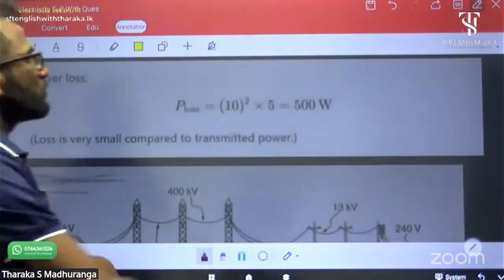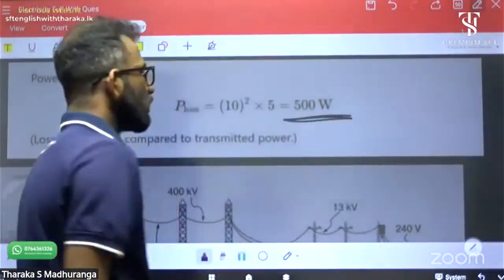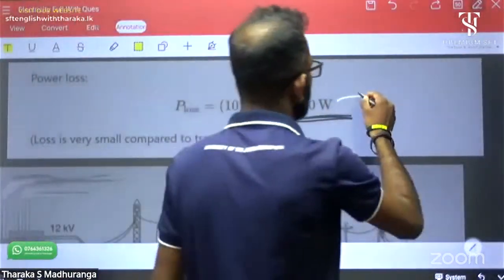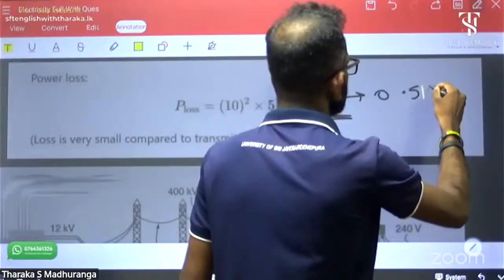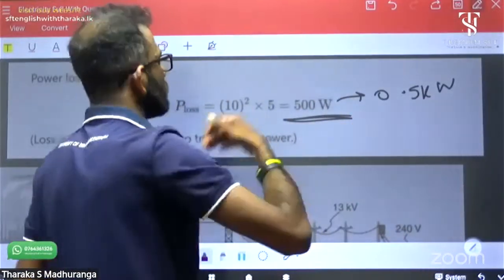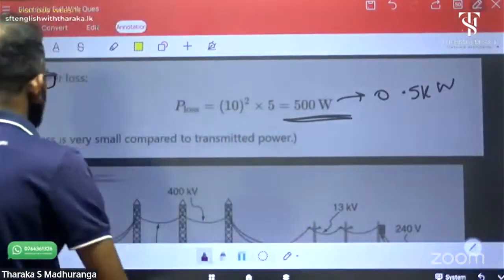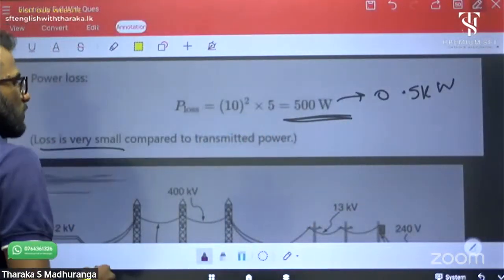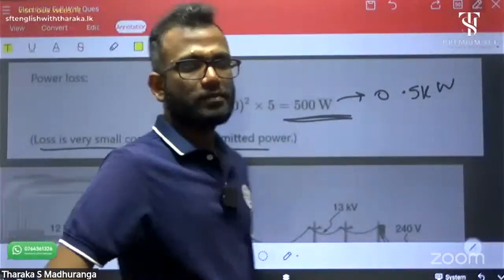Yeah, power loss is only 500 watt. That's already given. 500 watt means 0.5 kilowatt. So 0.5 kilowatt loss means 999.5 kilowatt we can transfer, where the loss is very small compared to the transmitted power.